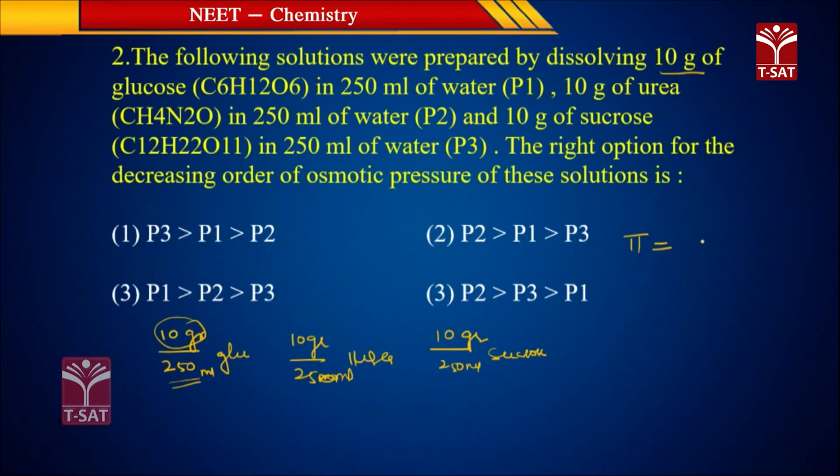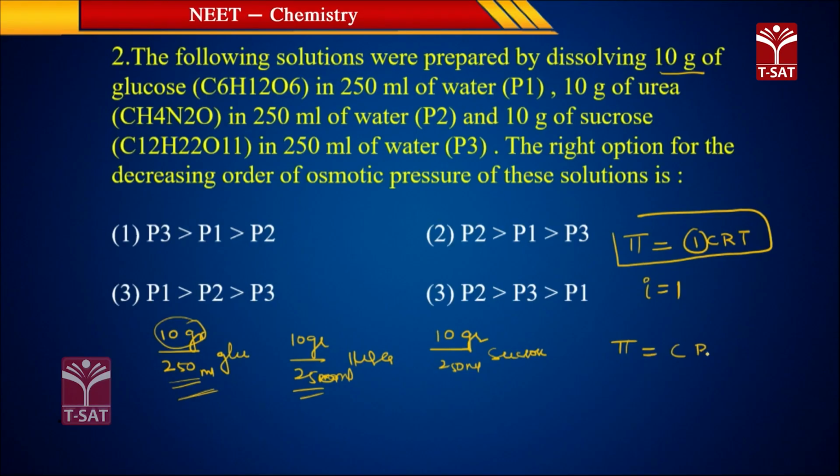Pi is equal to iCRT. This is a formula, where i is the Van 't Hoff factor. These are non-electrolytes, they cannot be ionized into ions, so their i value is equal to 1. R is a constant, T is also constant. So pi is mainly dependent on C, which is nothing but n by V.